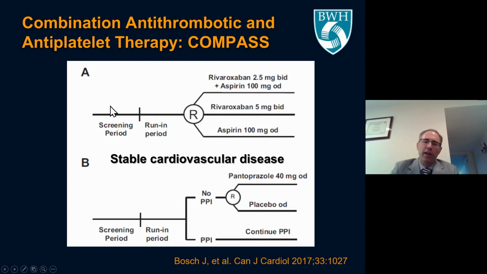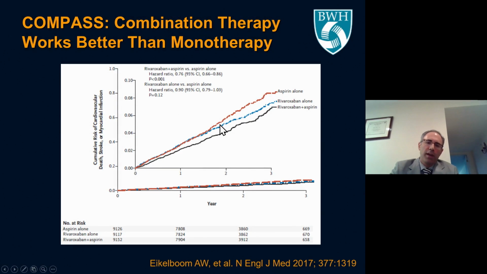COMPASS was a very interesting study focused on patients with stable cardiovascular disease and looking at antiplatelet therapy alone, a higher dose of antithrombotic therapy, or this combination of low-dose antithrombotic therapy with antiplatelet therapy. And what they found was there was something special about the combination of low-dose rivaroxaban and aspirin that reduced a composite of cardiovascular death, stroke, or MI.